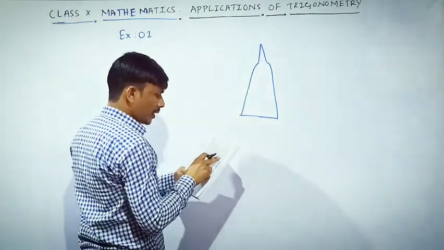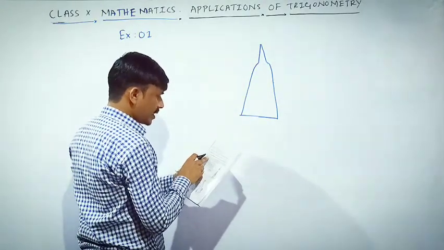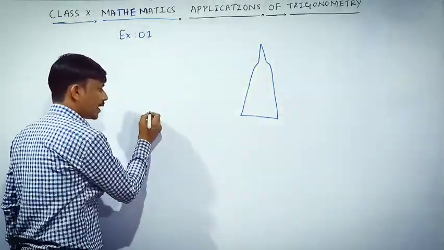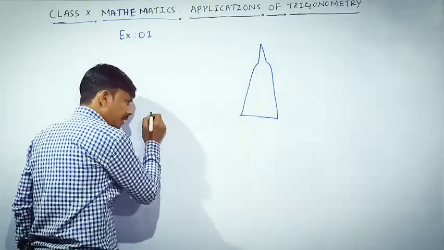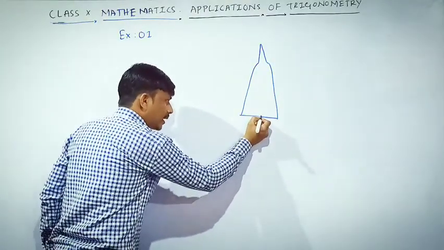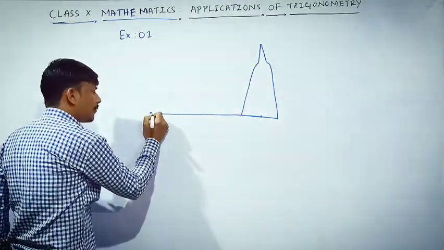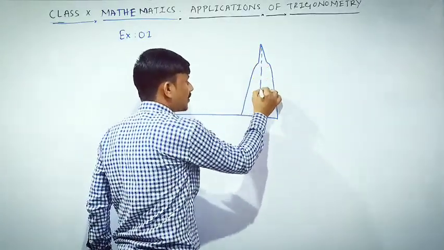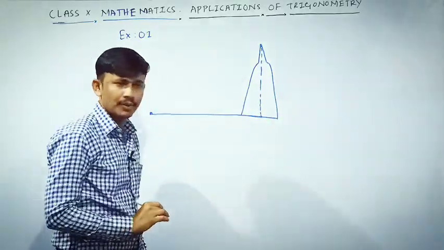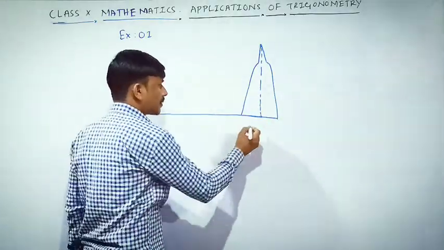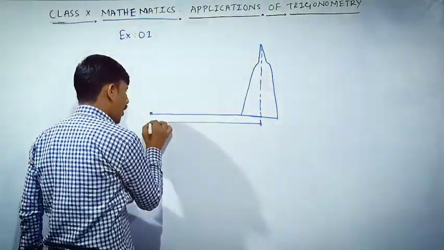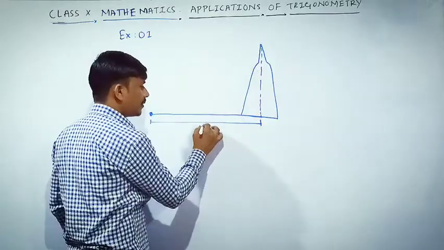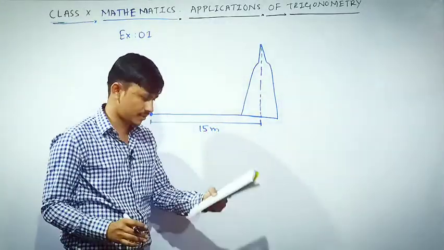Then from a point on the ground which is 15 meter away from the foot of the tower, we need to take one point on the ground which is 15 meter away from the foot of the tower. Foot of the tower is nothing but what? It is the midpoint of the base of the tower. So the distance between the point on the ground to the foot of the tower is 15 meter. They have given 15 meter.